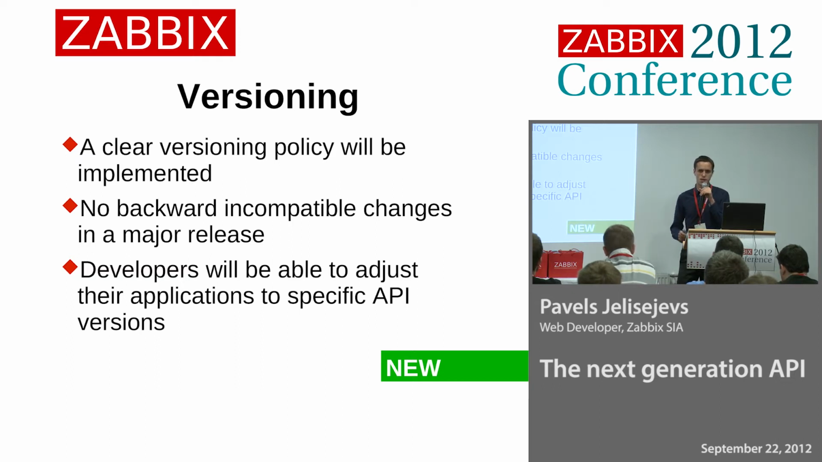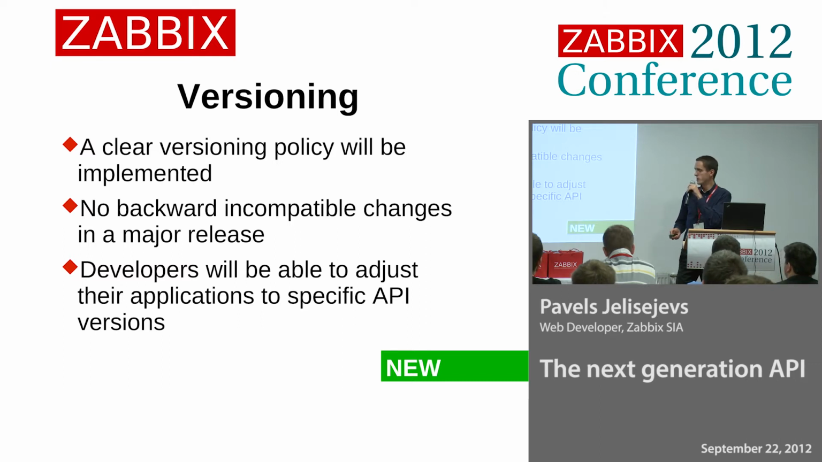No matter what we decide, we can already promise one thing, that no backward incompatible changes will be made in a single major release. So if your application is designed to work with a 2.2 API, it will work for all of the 2.2 releases. You will also be able to retrieve the version of the API you're currently using to maybe adjust the behavior of the application to some version-specific features.